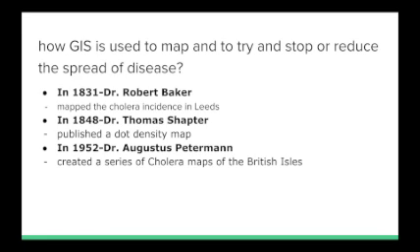German geographer Augustus Petermann created a series of cholera maps of the British Isles in 1852, used to show the geographical extent of the 1831 to 1833 epidemic and to discover environmental or local conditions which may affect the diffusion of disease.